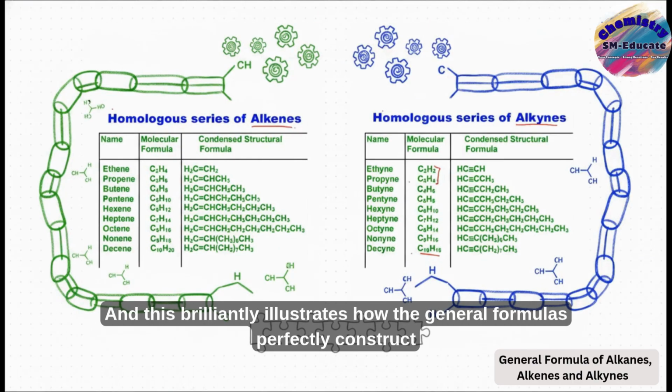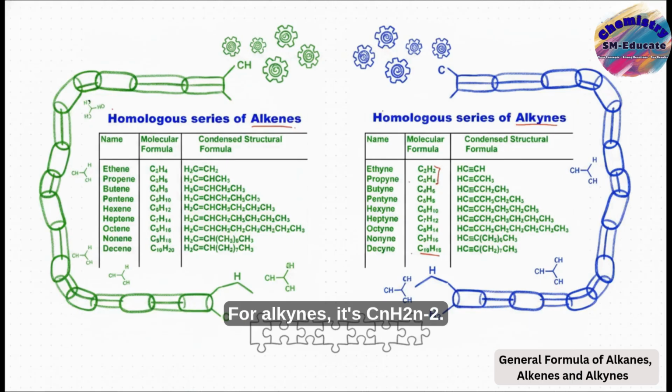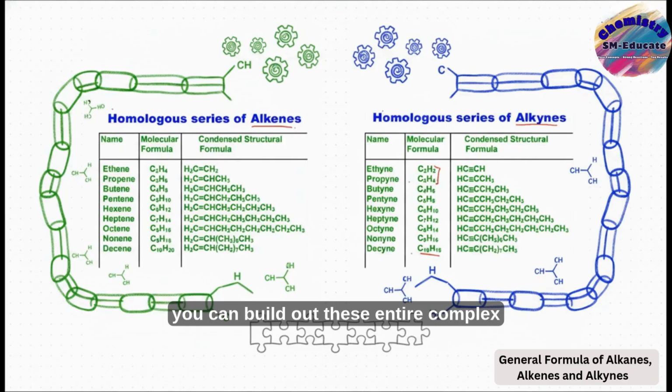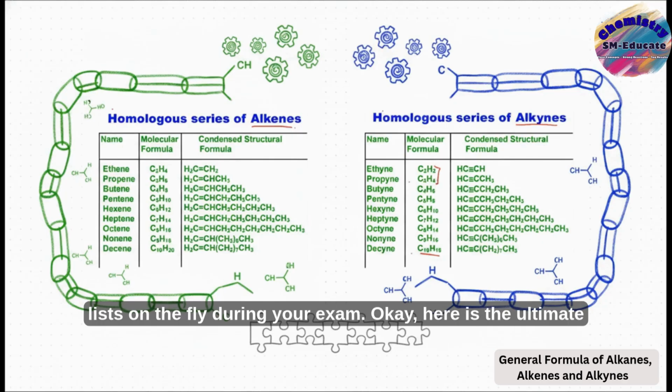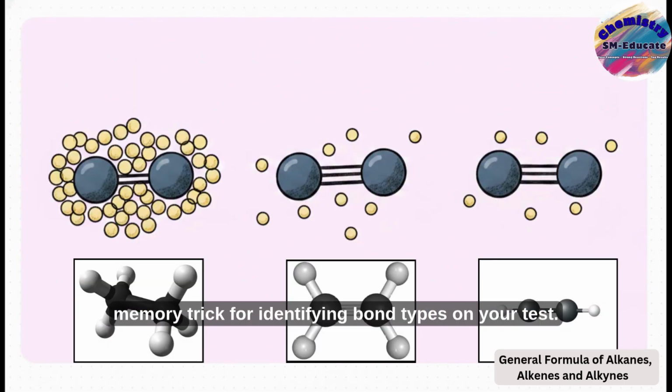And this brilliantly illustrates how the general formulas perfectly construct these 2 new families. For alkenes, it's just CnH₂n. For alkynes, it's CnH₂n-2. Seriously, just by knowing the number of carbon atoms, you can build out these entire complex lists on the fly during your exam. Okay, here is the ultimate memory trick for identifying bond types on your test.